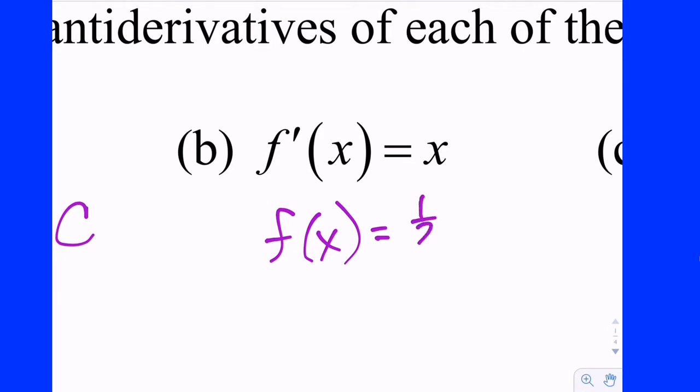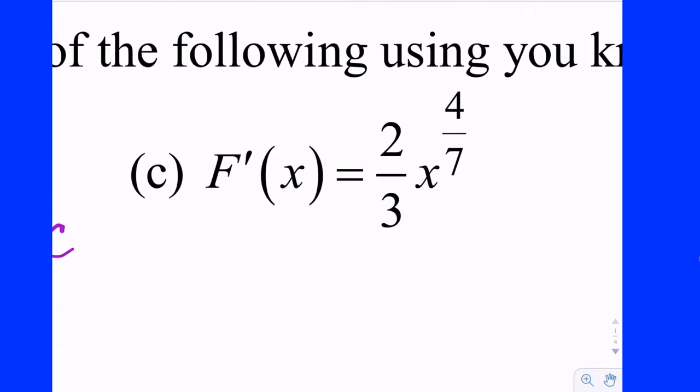1/2 x squared. You anticipated having the heartburn, so you took the antacid of 1/2 in front to neutralize the 2. You put a plus c there. Yeah, good. Excellent. All right, how about this one now?